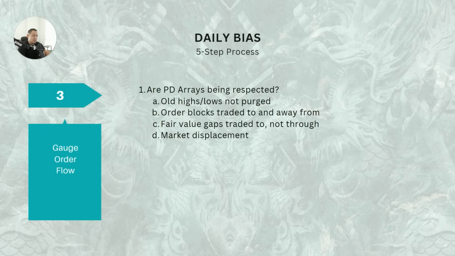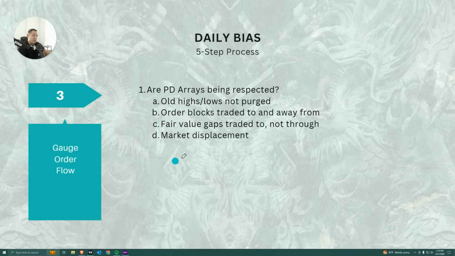So number 3, gauging order flow. Our PD arrays, again, this is mostly ICT related. PD arrays being respected, old highs and lows not being purged, order blocks are traded to and away from, fair value gaps traded to, not through. We don't want to see a bullish displacement and then trading through it entirely. Yes, it could trade through, but we don't want to see it trade through that fair value gap on a closing basis.